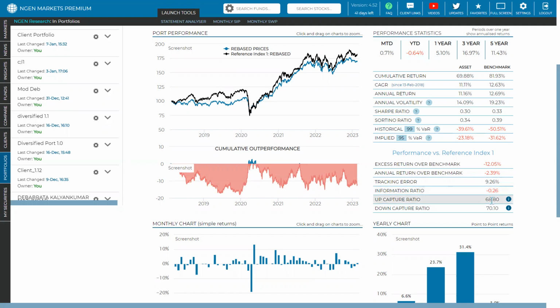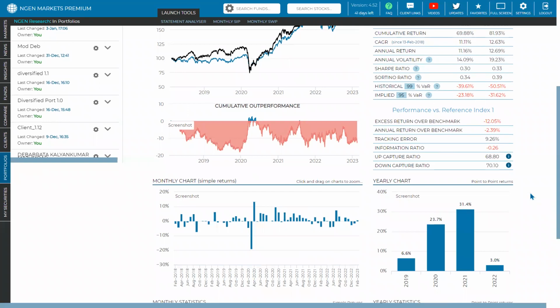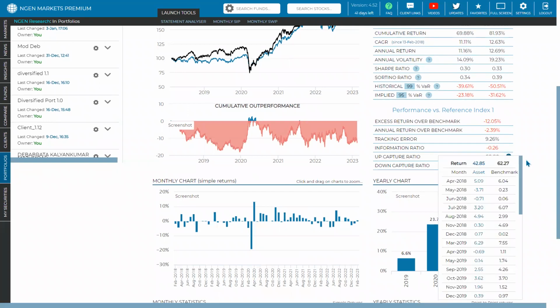Now talking about the capture ratios. Let's take a turn and see how we behave against a benchmark on a monthly basis. Here, when you see the capture ratios, you can see these numbers. Making sense of these numbers will be a bit tough, so what you can do is click on this, and now you will see the breakdown of the capture ratios. Here you can see the asset versus the benchmark. The asset is our portfolio currently, and the benchmark is the one which we have chosen.